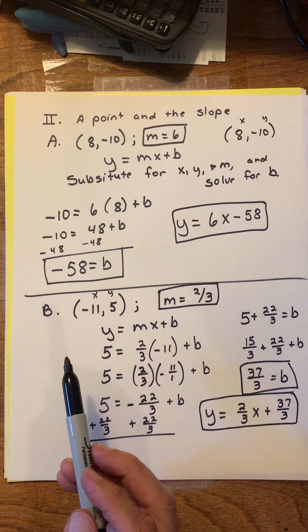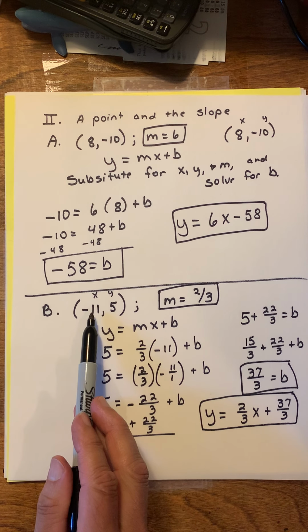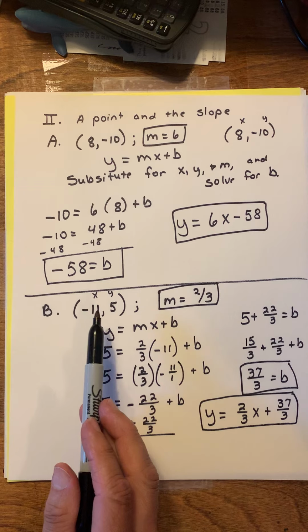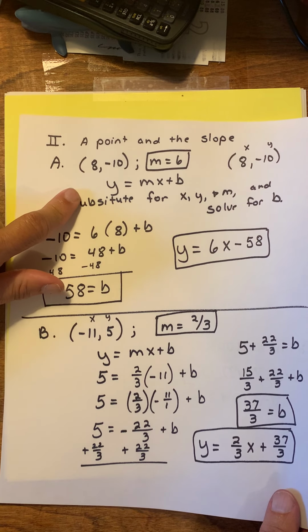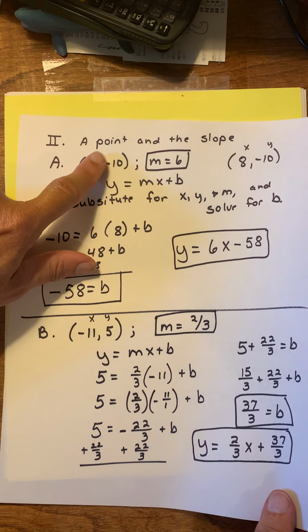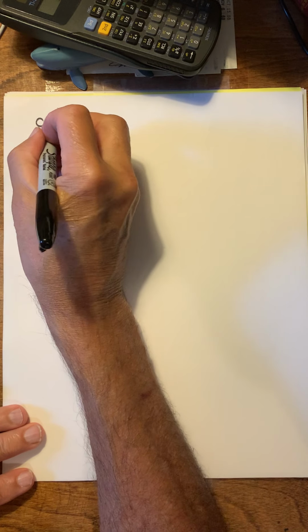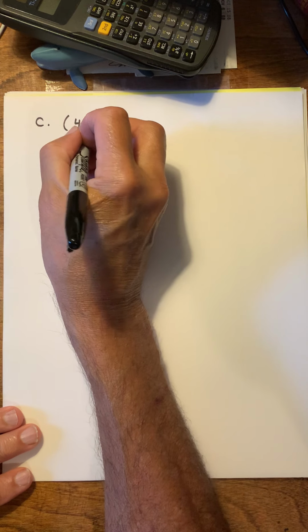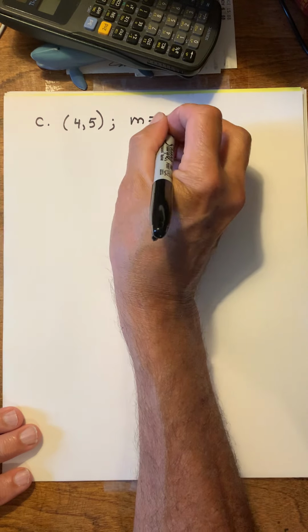All right. Major concept to remember is if I'm given a point, I have been given an x and a y. Let's look at a couple more examples from this scenario, a point and the slope. In fact, let's look at the point (4, 5), and slope is 0.